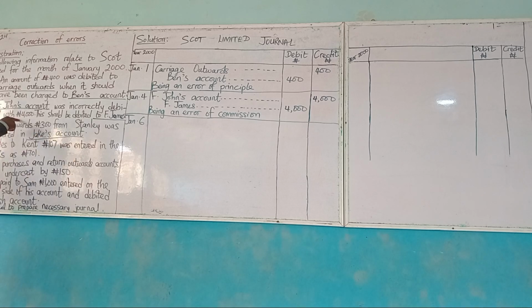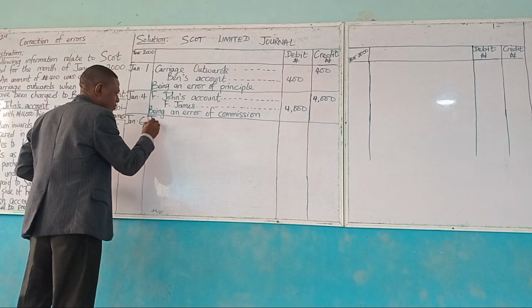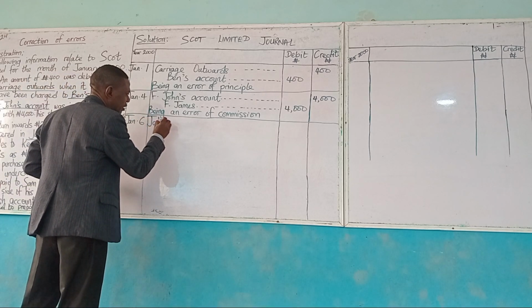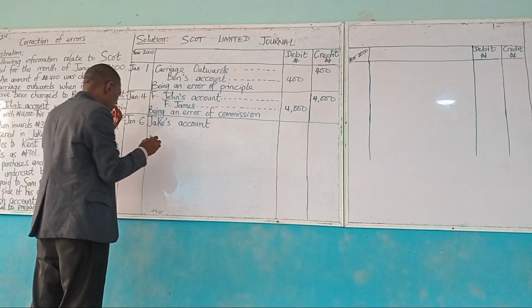There was no mistake in the returning was, because this English is not even emphasizing returning was. So there was no mistake in returning was, but in Stanley's account and Jake's account. Jake's account was credited, so we have to debit this account to close it. Jake's account must now be debited.